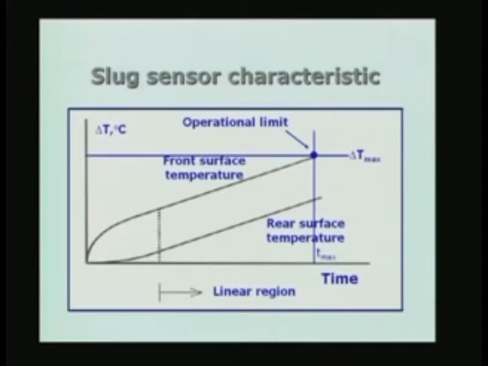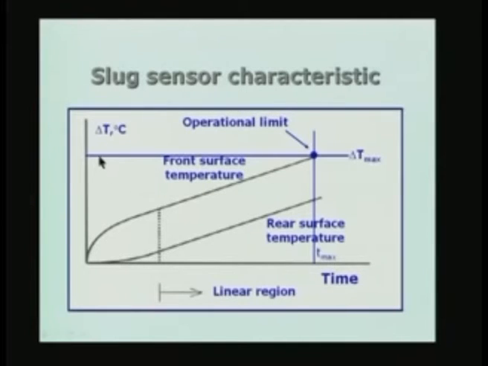If you have a slug which is not thin in the sense we used earlier, the front surface and the rear surface temperatures are going to follow slightly different paths. Initially the front surface temperature will go faster, and then it will go more or less at a linear rate. The back surface temperature will lag behind, and then again it will catch up and go in a straight line variation, or linear variation, with respect to time.